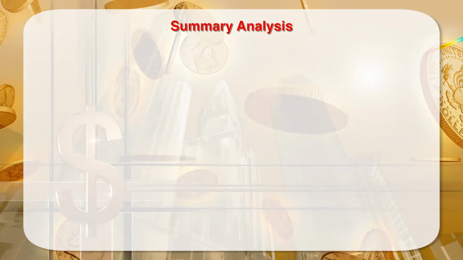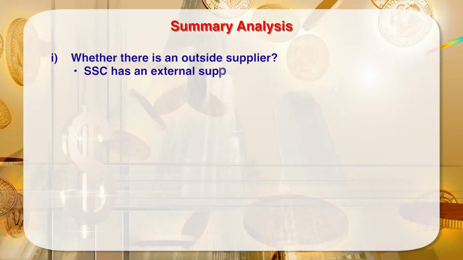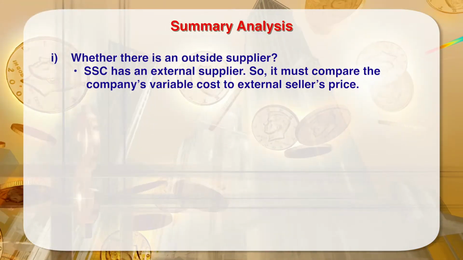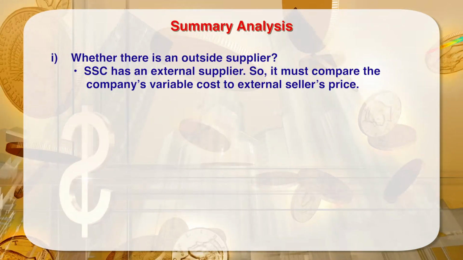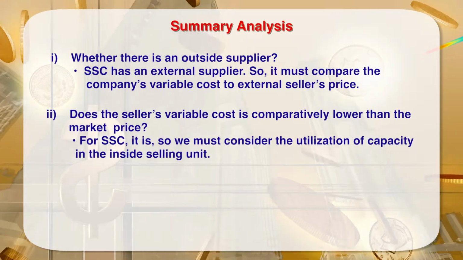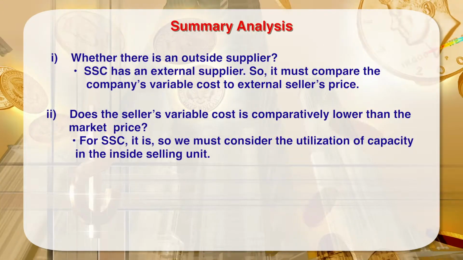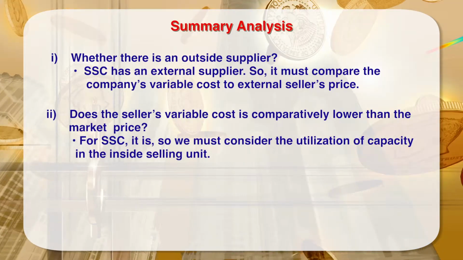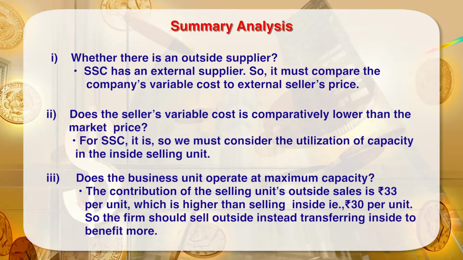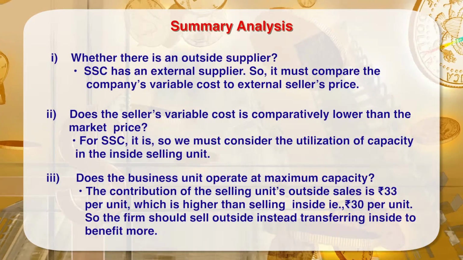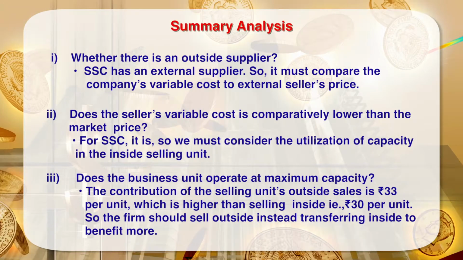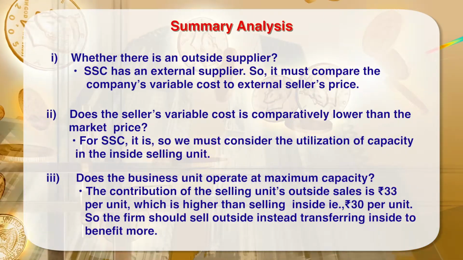There may be three situations for a firm. Whether there is an outside supplier: SSC has an external supplier, so it must compare the company's variable cost to the external seller's price. Is the seller's variable cost comparatively lower than the market price? For SSC, it is so. We must consider the utilization of capacity in the inside selling unit. Does the business unit operate at maximum capacity? The contribution of the selling unit's outside sales is rupees 33 per unit, which is higher than selling inside, that is 30 per unit. So the firm should sell outside instead of transferring inside to benefit more.